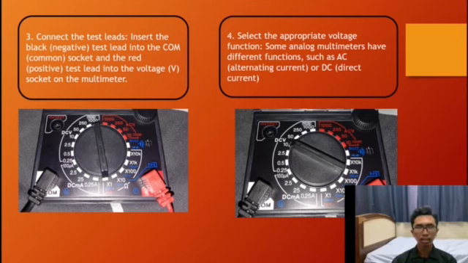Third, connect the test lead. Insert the black negative test lead into the COM socket and the red positive test lead into the voltage socket on the multimeter.